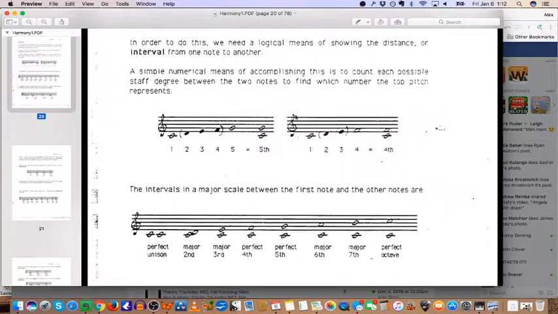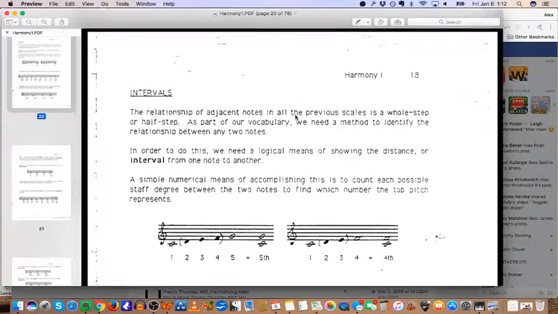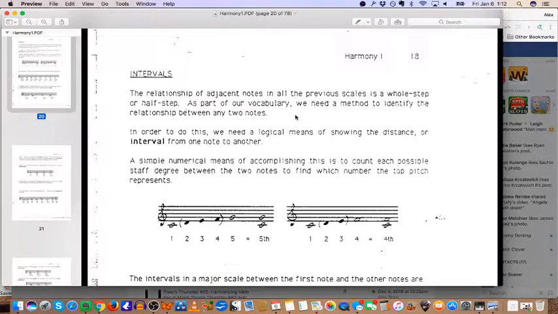We're going to talk about intervals today. So intervals are pretty basic. This is a quick study in intervals. There are a couple basic intervals: major, minor, diminished, augmented, and I'm going to show you how each of those are created. Okay, let's read on here.